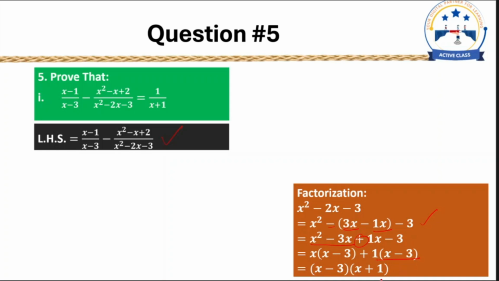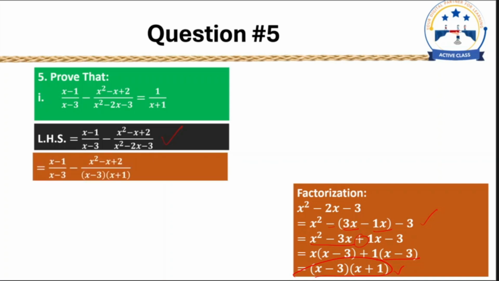Ultimately, our factors are x minus 3, x plus 1. So we keep these two factors in the denominator of the second fraction. See? Now let's compare the denominators. Are they exactly the same? I don't think so. They are different. They are unlike. The first fraction has x minus 3 in the denominator, but the second has two factors.